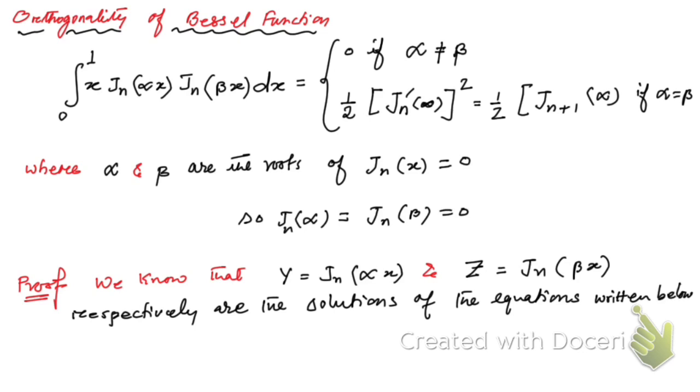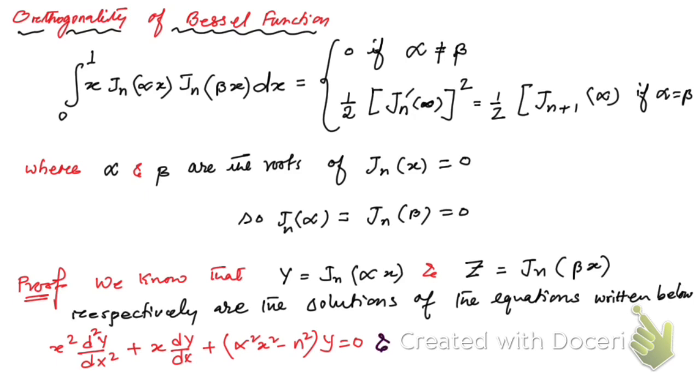So what are the equations? Let me write the first equation, whose solution is this. That equation will be x square second order derivative of y with respect to x, plus x into first order derivative of y with respect to x, plus alpha square x square minus n square into y is equal to 0.